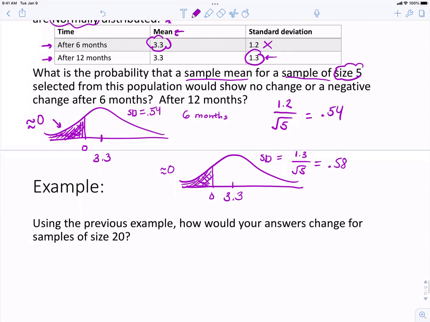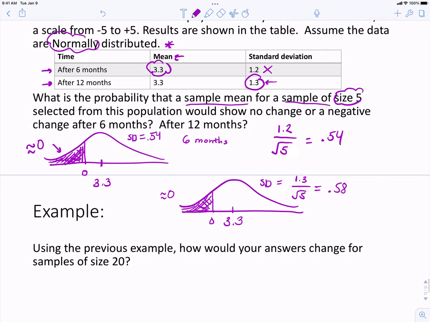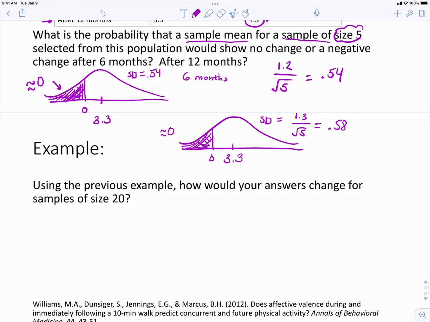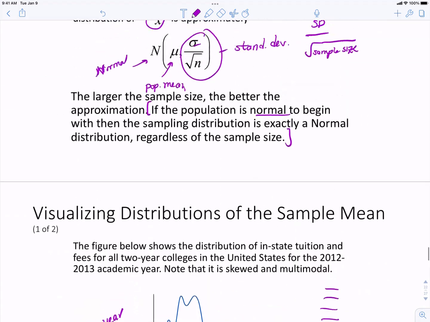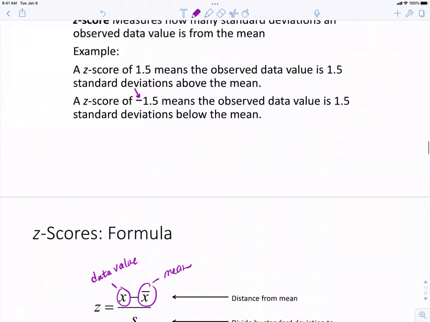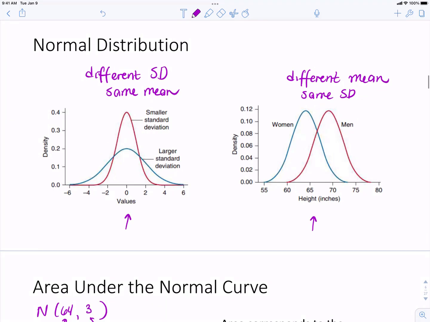Okay, all right. It says, using the previous example, how would your answers change for samples of size 20? Well, we could do the calculation again, but let's just think about that in a picture for a moment. Do you remember back here when we first started talking about normal distributions? This picture here. These are values that have the same center, but different spreads. And as the standard deviation got smaller, the spread got skinnier and skinnier. Do you remember that picture?